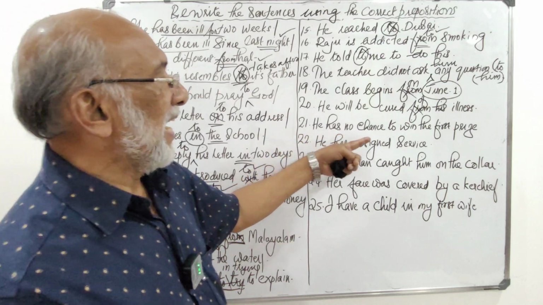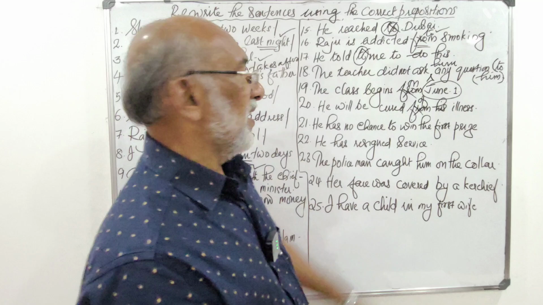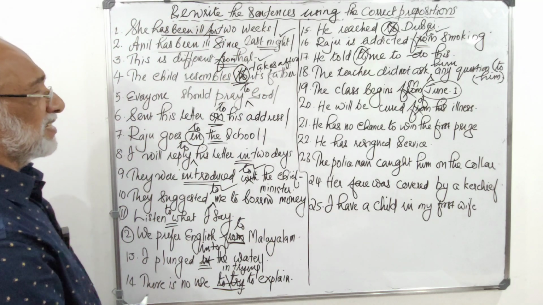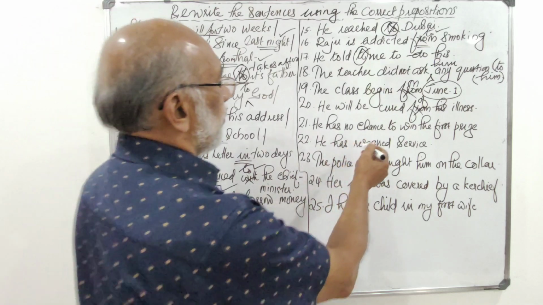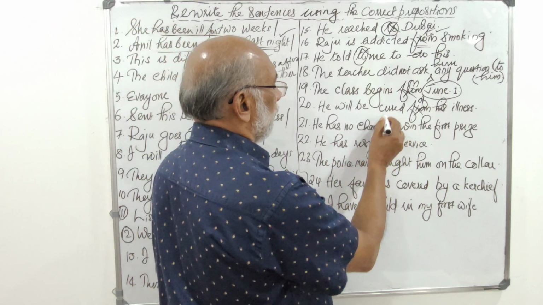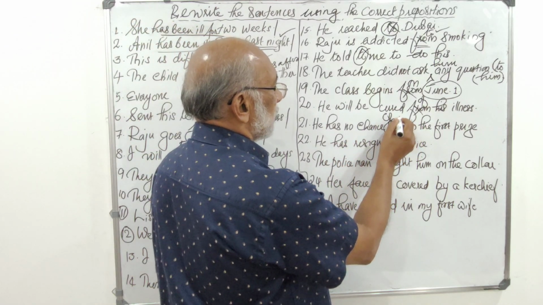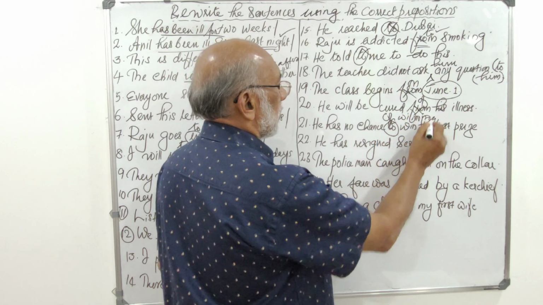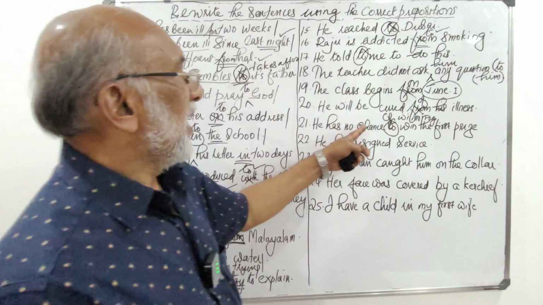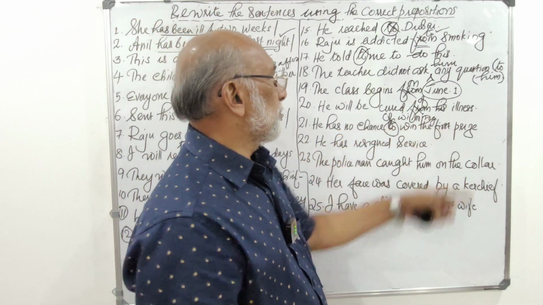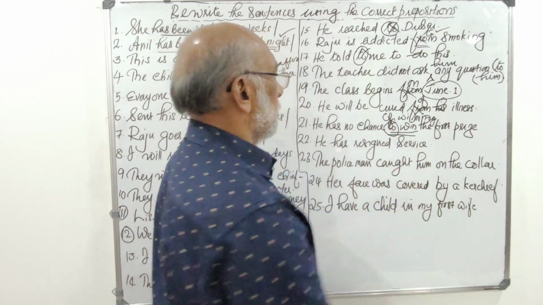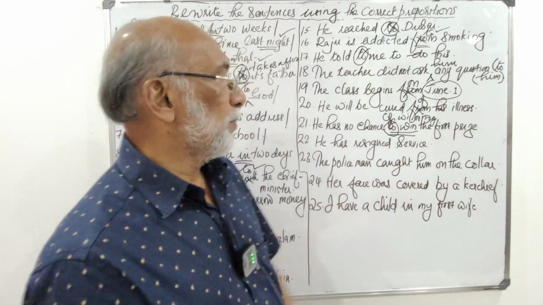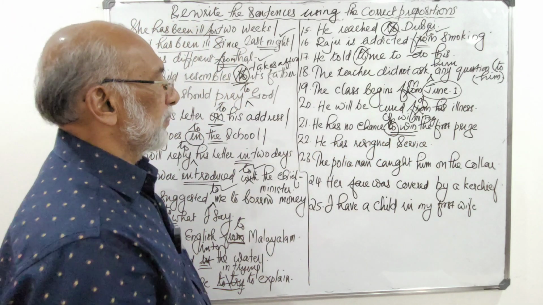21st. He has no chance to win the first prize. Just as in the case of 14th sentence. Here also, he has no chance of winning. Should be no chance of winning. Okay. He has no chance of winning the first prize. Not to win the first prize. He has no chance of winning the first prize is the correct expression.